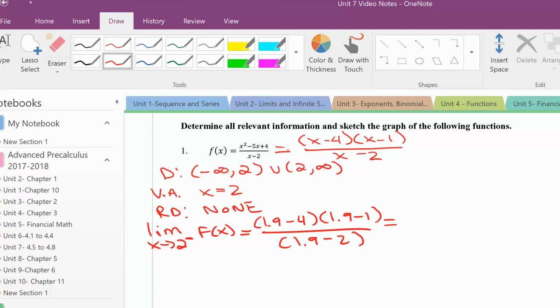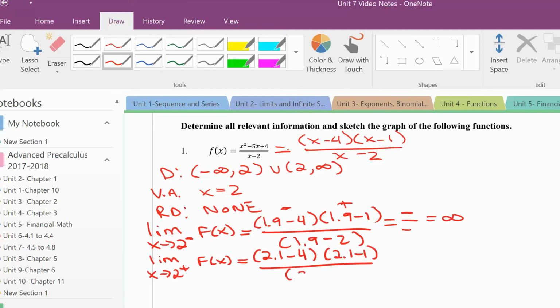So for 1.9, notice this is negative over negative, which means it's going to go towards positive infinity. Now, as the limit as x approaches 2 from the right, if I choose numbers like 2.1, 2.1 is to the right of 2. So it's going to be negative over positive, which means it's negative infinity.